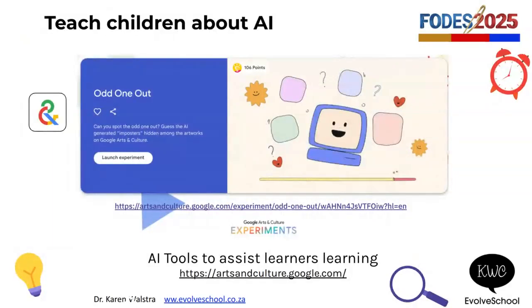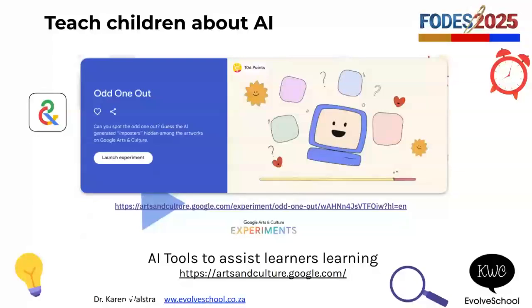Then Odd One Out for me is a really fun one. It's also inside Google Arts and Culture. Google Arts and Culture started off with just doing museums, and now it does a wide range of arts and culture. If you've never played in it, go and have a look. It's brilliant. But what Odd One Out is from a game point of view is it takes three real artworks and generates an AI one. And you've now got to guess which one is the AI one.